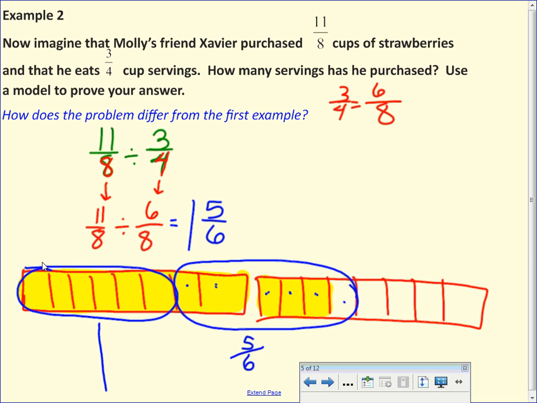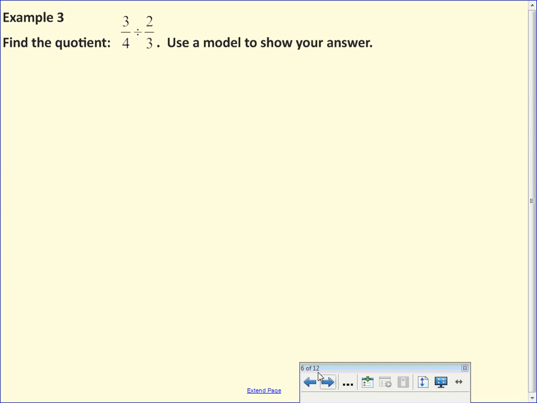Yes, you should. You should always simplify your answer if you can. Okay? It's 7 boxes. 1, 2, 3, 4, 5, 6, 7, 8. And that's a good idea to always check because you can go a little cross-eyed trying to make these. All right, go ahead. Try number 3.